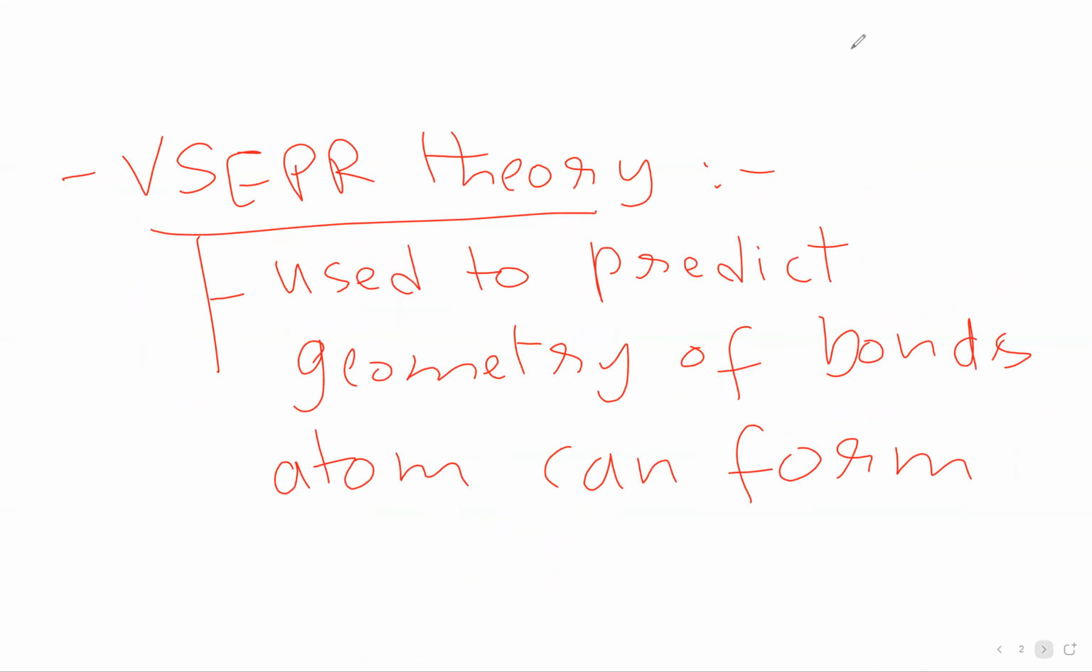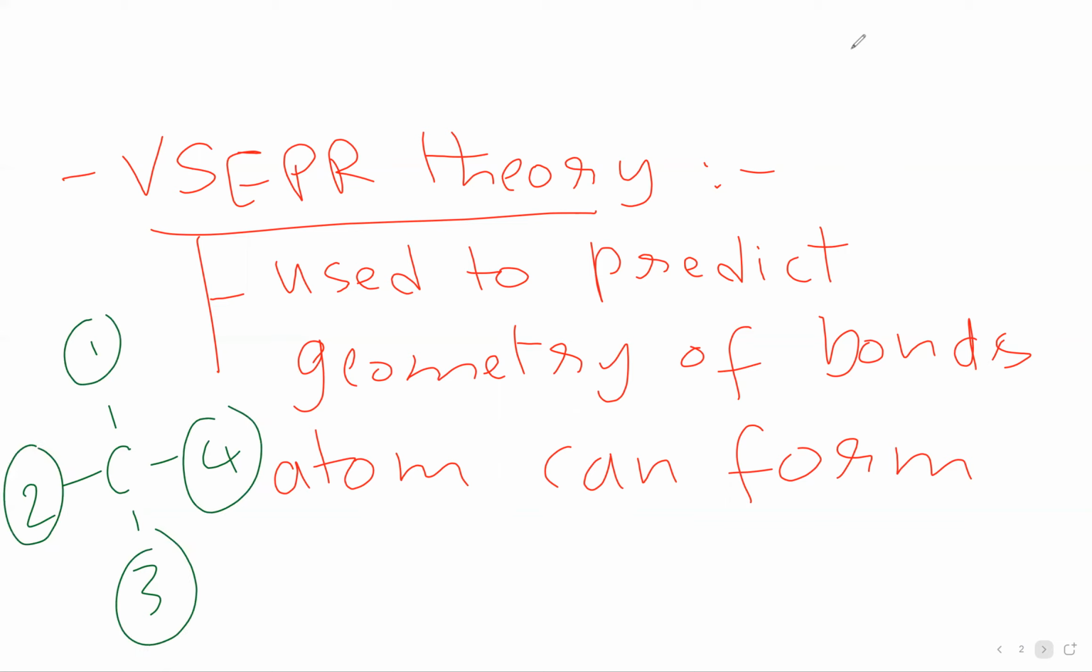So what does that mean? Valence shell is nothing but, let's say carbon has four electrons in the valence shell: 1, 2, 3, 4. And these electrons do not like to stay in one place or as close to each other; they want to stay as far away from each other as possible because there is a repulsion going on between the electrons.